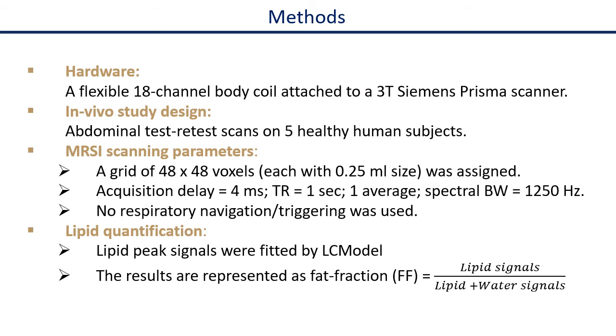In our study, we used a flexible 18-channel body coil attached to a 3T Siemens Prisma scanner. The coil was used to acquire abdominal test-retest scans on 5 healthy human subjects. Between the test and retest scans, the subjects took a 5 minute break outside the scanner.